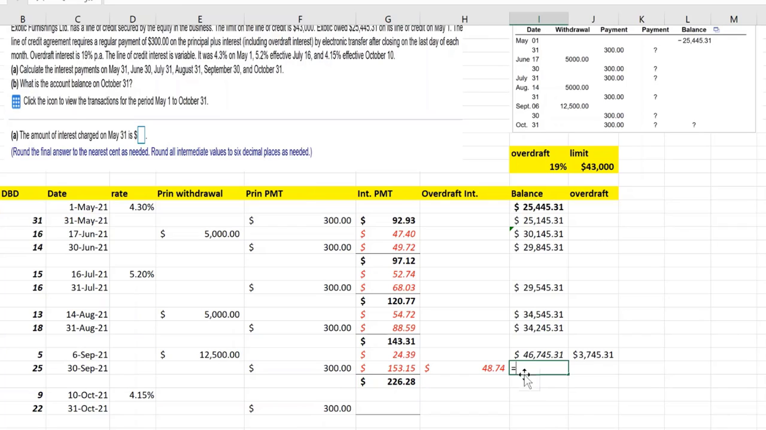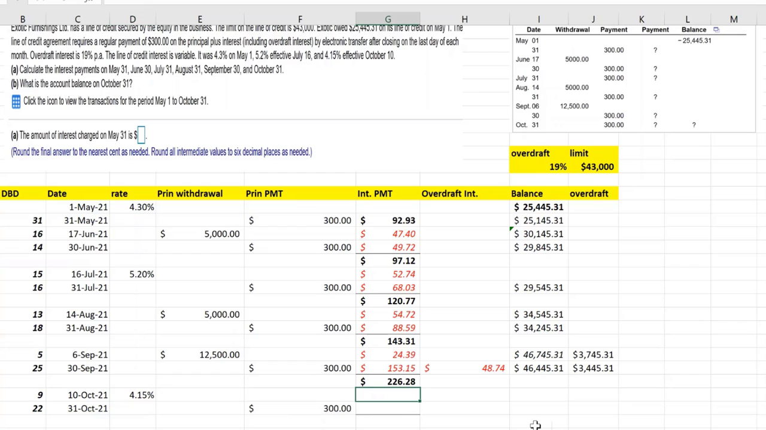We have to reduce the balance by $300. So the balance now is $300 less, and also the overdraft is $300 less. So now that's our new balance. We go to October 14th. October 14th, the interest rate changes to 4.15%. That's 9 days later after September 30th. So we're going to calculate the interest up to there, still at 5.2%, because it changed on this date.